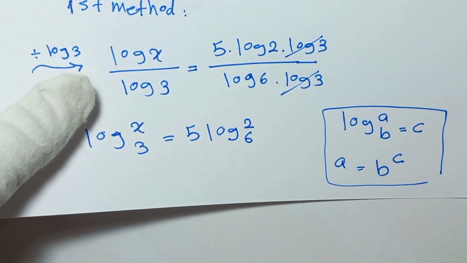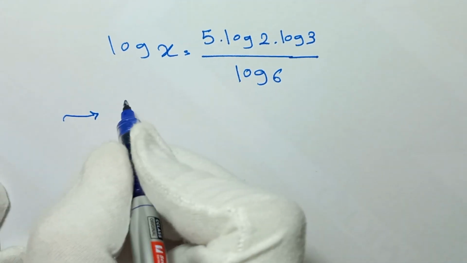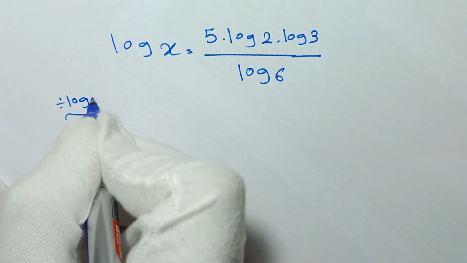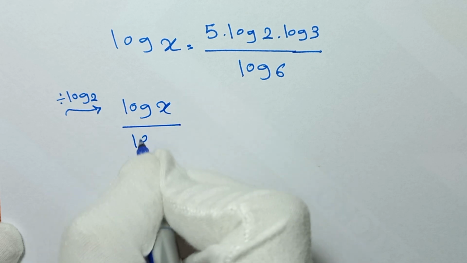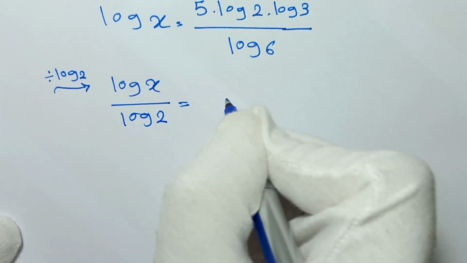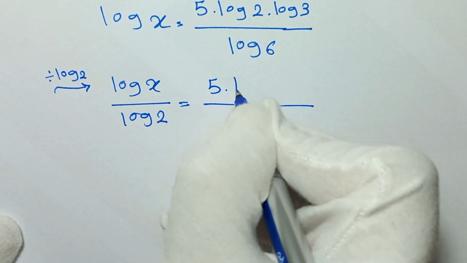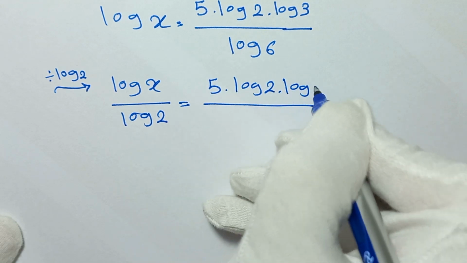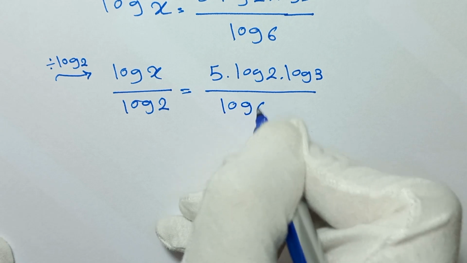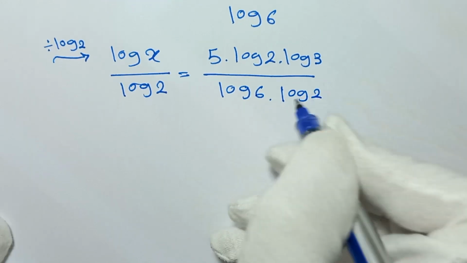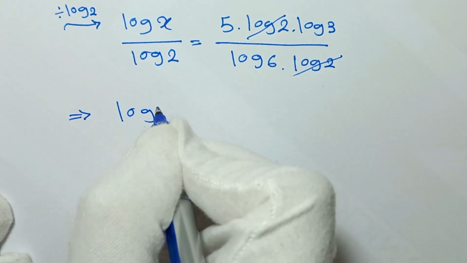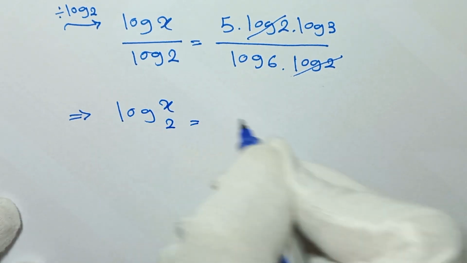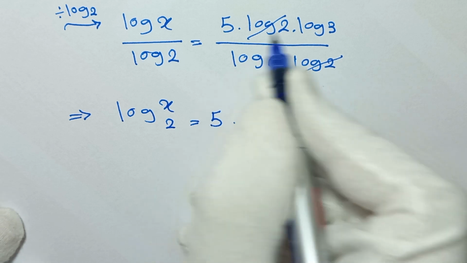So for the first method, we divided both sides by log 3, and for the second method, we divide both sides by log 2. So we divide by log 2, and it will be log x over log 2 is equal to 5 times log 2 times log 3 over log 6 times log 2. Log 2 will cancel this log 2, and it will be log x to base 2 is equal to 5 times log 3 over log 6.